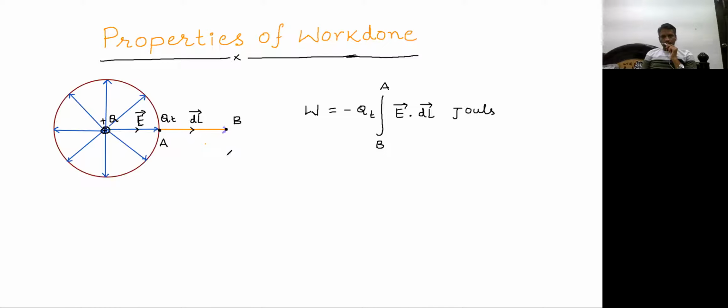Now the point is, what are the properties of work done? There are five very important properties of work done that we have to discuss here. The first property of work done, I'll first give you the statement, and then I'll try to explain.